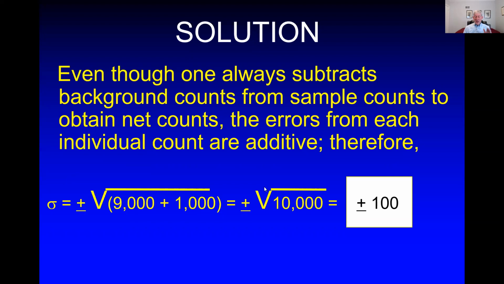And so what we have to do is take the counts that we got, plus the background counts that we got, add them up, then take the square root, and you get 100. This is probably the most counterintuitive problem I've ever seen for statistics or almost anything else. But you have to remember that every individual count that you took had an error, both the counts and the background, and the error could be a plus error or a minus error. And so in this case, we take the worst possible case condition, we add these up and take the square root of the total.